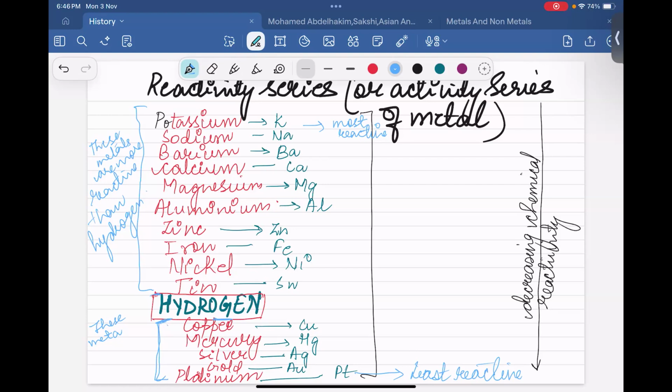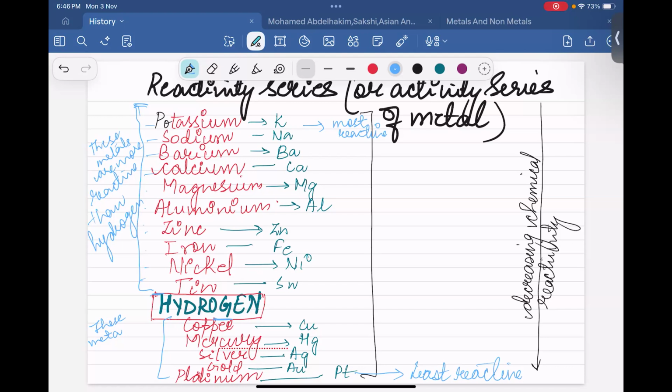But these will not react because their octet is full. They don't need any electrons from outside, and they will not give their electrons to somebody else because they are already full. They have a noble gas configuration in the last shell, meaning a maximum of 2 or 8 electrons in the last shell, so they will not react with anybody. So who will react? All the atoms which are above hydrogen, potassium, sodium, barium, all these, they will react, but these will not react.